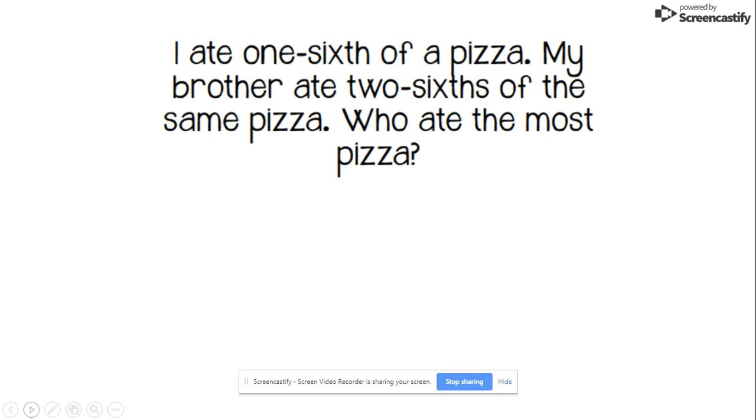In your notes, our very first word problem says that I ate 1/6 of a pizza and my brother ate 2/6 of the same pizza. Who ate the most pizza? The numbers they gave us in this problem are in the form of fractions, 1/6 and 2/6. I'm going to write them out to the side so I can see them a little easier.